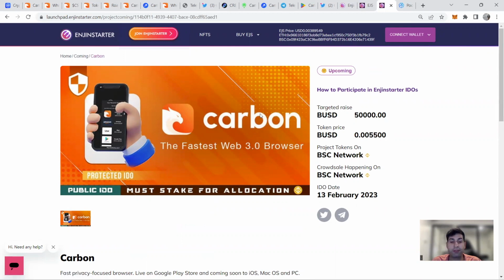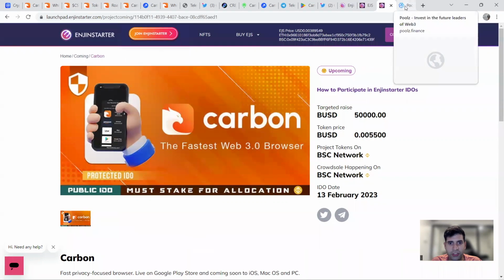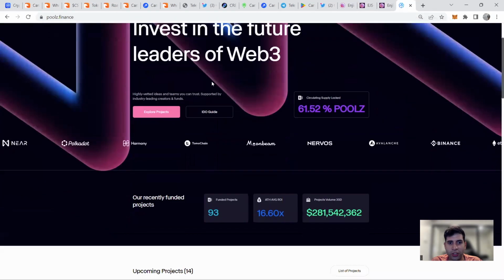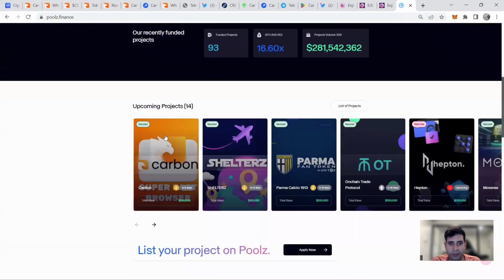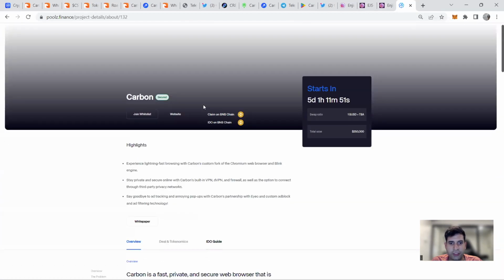So I would say if you want to participate, I would buy it within the next 48 hours and stake, because they take a snapshot of your wallet in Enjinstarter 3 days before. And based on that, you can participate. So that's with Enjinstarter. With Poolz, they're raising a larger size, 250K worth of tokens. And it's happening on the same day.